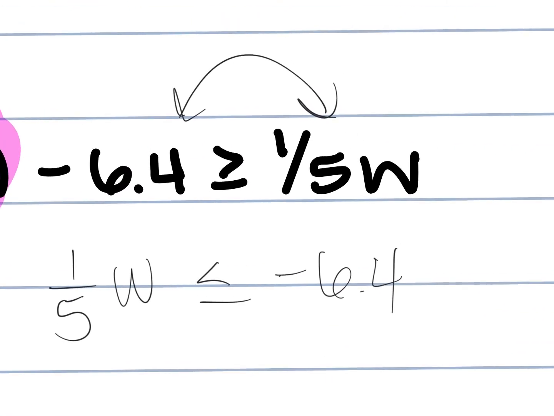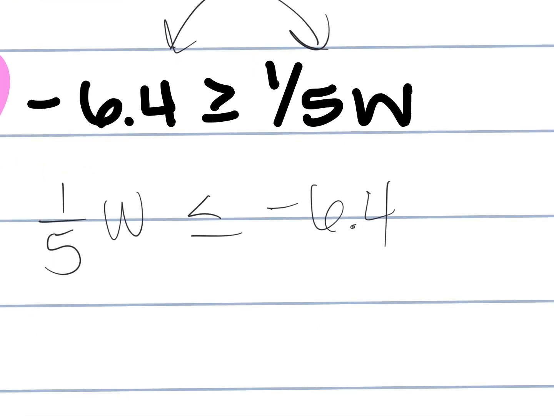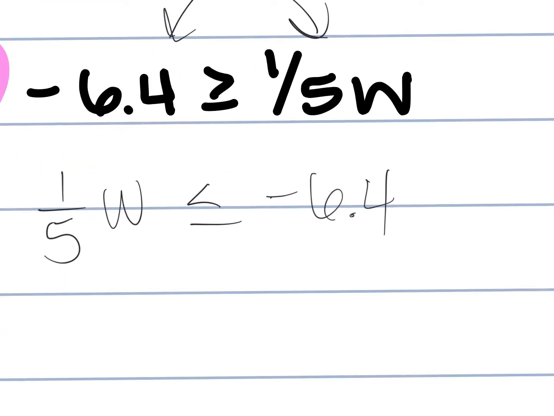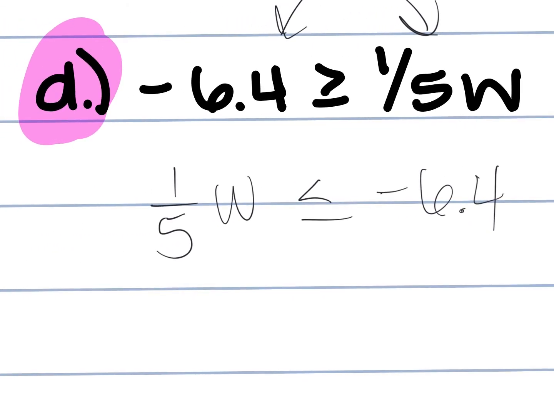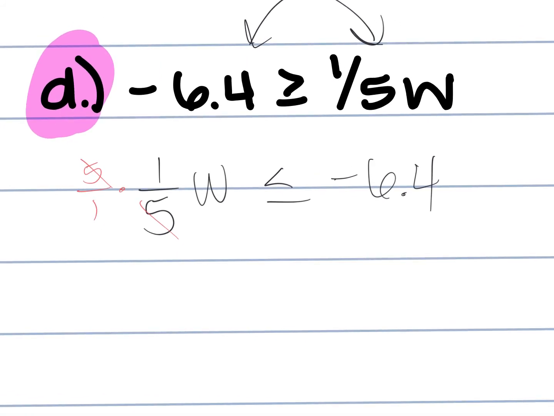Okay? Do we all get that? Do we see why we flipped it? Because the variable is on the right. Who knows what to do next? This is the part that I see a lot of us struggling with. Who knows what to do next? Yeah. Why? It's division, okay? 1 over 5, what's the reciprocal of 1 over 5? 5 over 1. So multiplying by 5, look what's going to happen. Are these 5s going to cancel? Yes. You multiply negative 6.4 by 5.